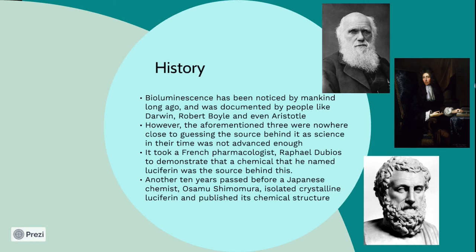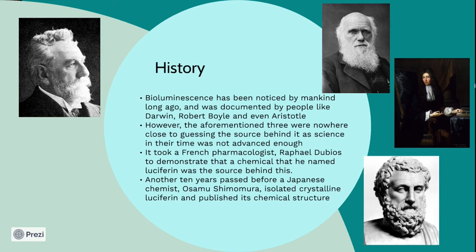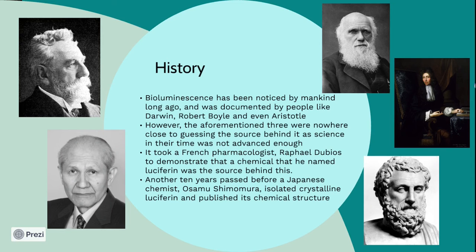It took until the 19th century when a French pharmacologist, Raphael Dubois, had a breakthrough, and he demonstrated that the oxidization of a newly found chemical, which he named luciferin, was responsible for the bioluminescence. It then took another 10 years for a Japanese chemist by the name of Osamu Shimomura to isolate crystalline luciferin and finally produce its chemical structure in the crystalline Cypridina luciferin, which was the name of his 1957 paper, for which he was awarded the Nobel Prize in 2008.